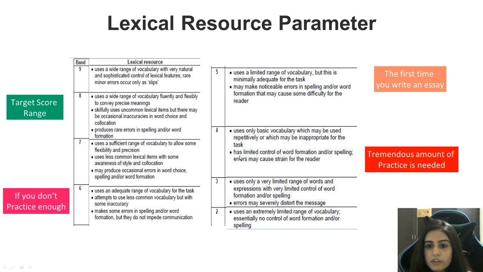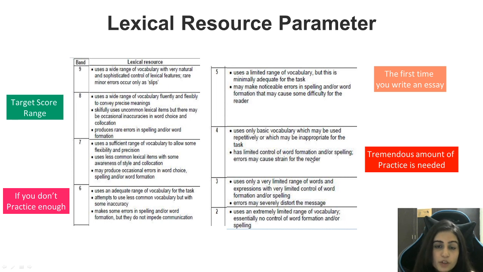What's the second point here? The second bullet point says has limited control of word formation. You do not know how to change the word formation. Word formation basically means, like in today's essay, you can change obesity to obese.